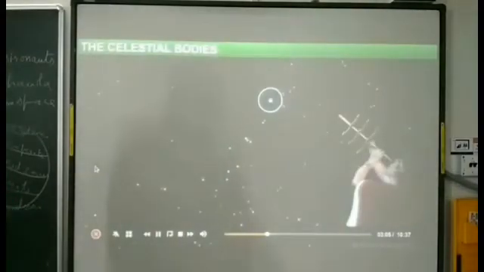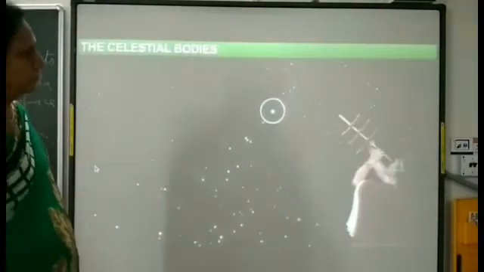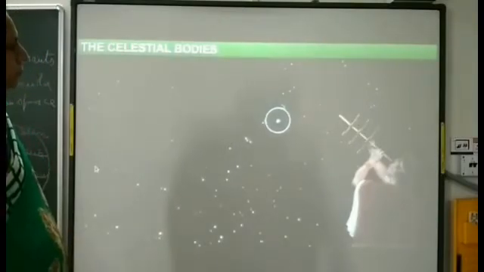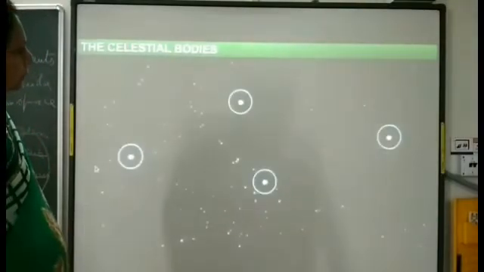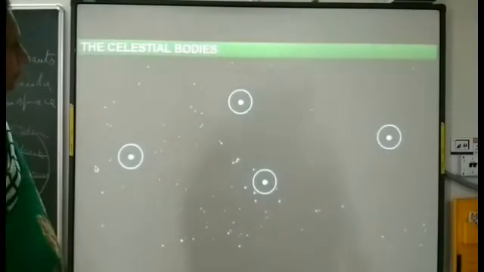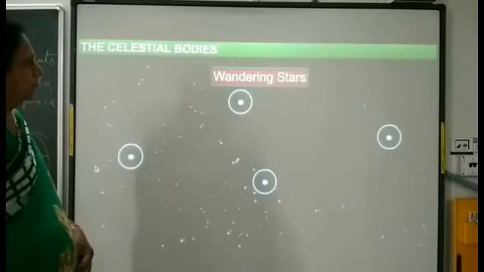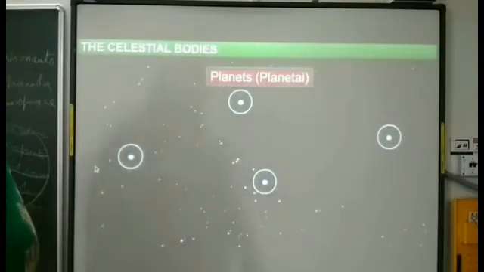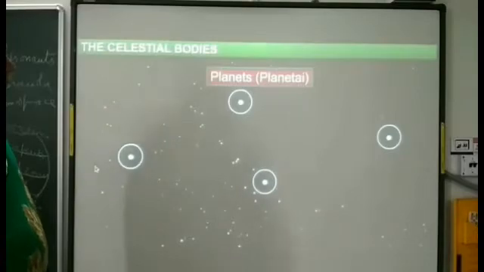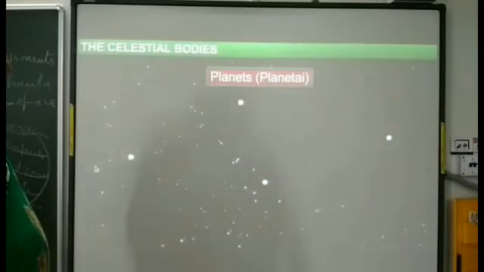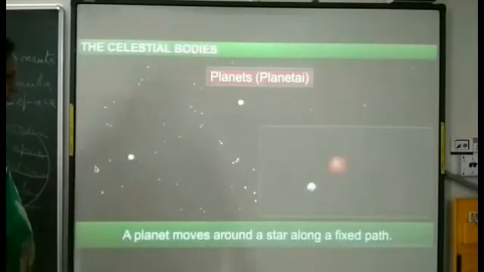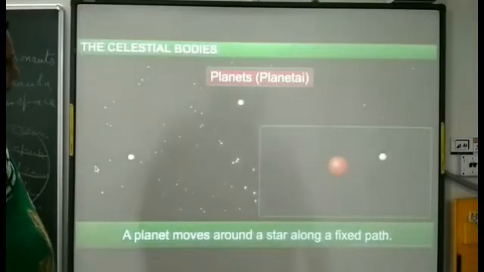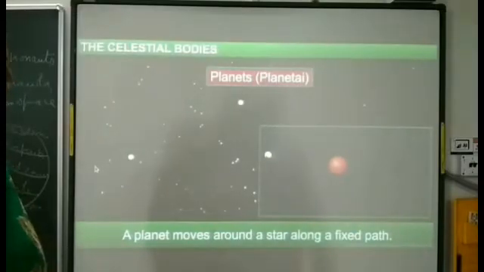During ancient times, it was observed that some stars did not twinkle. They just glowed steadily. These celestial bodies were called the wandering stars. Today, we recognize these bodies as planets. The word planet originated from the Greek word planetes, which means wandering stars. A planet moves around a star along a fixed path. It does not have its own heat and light.